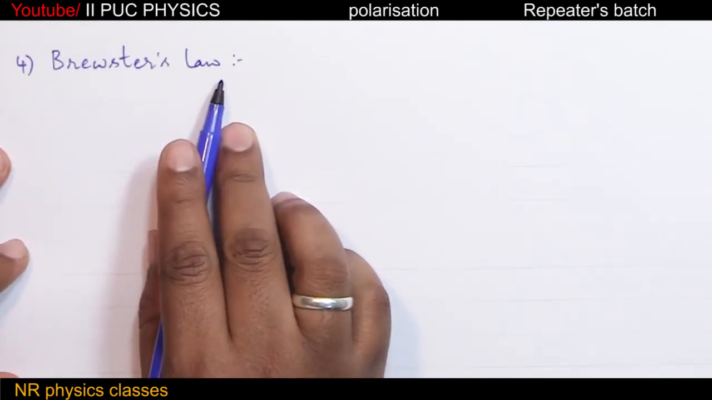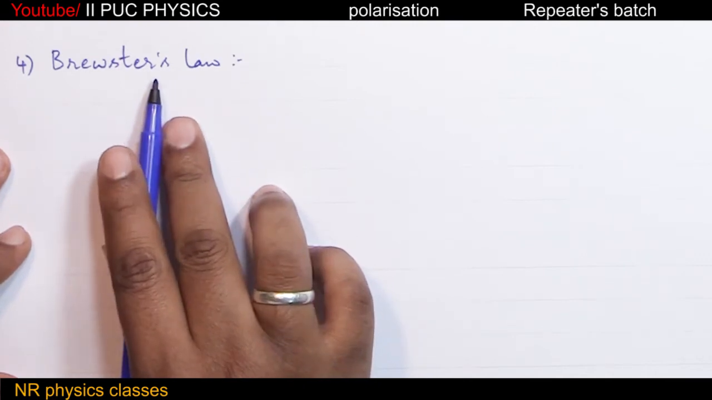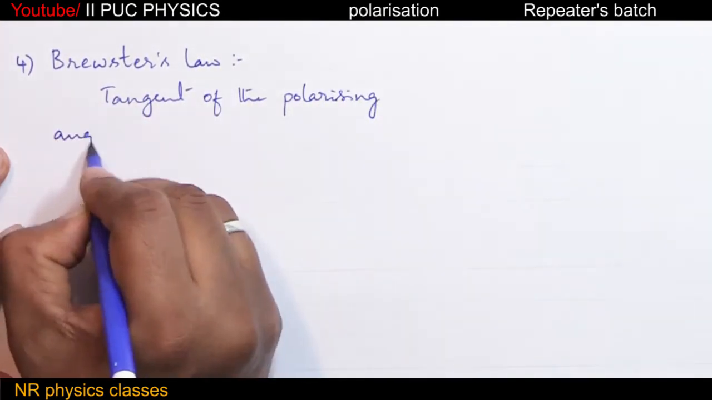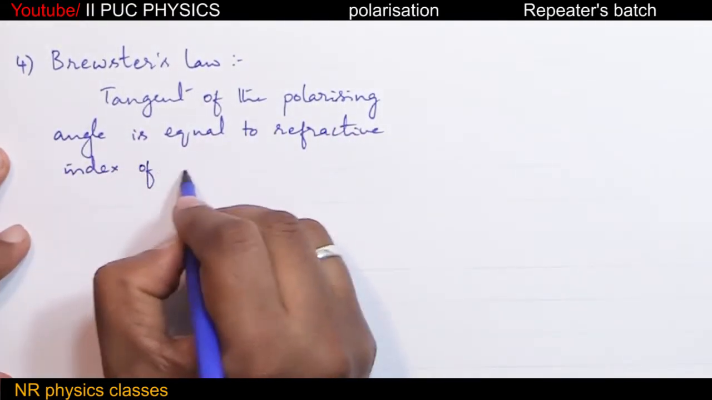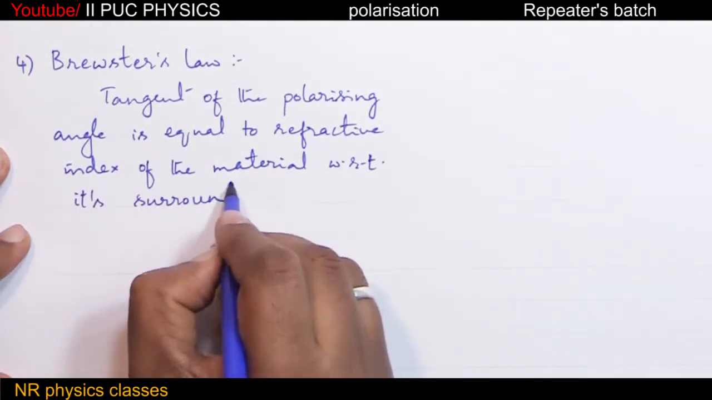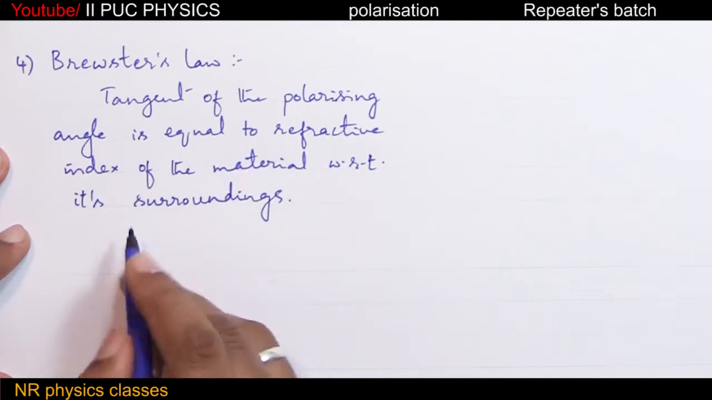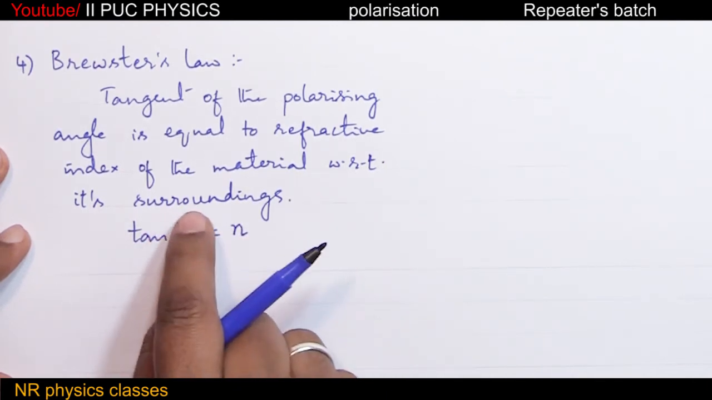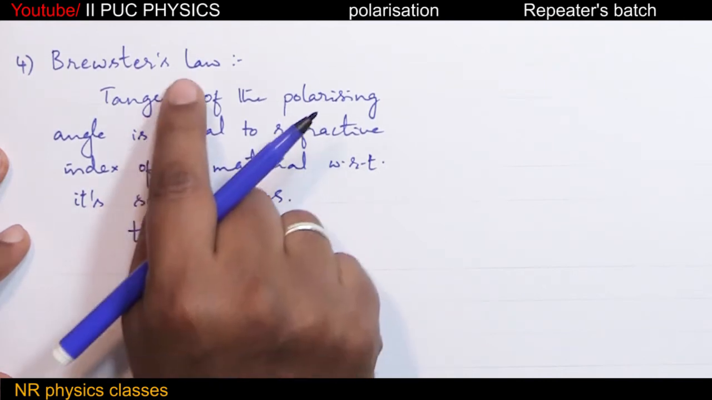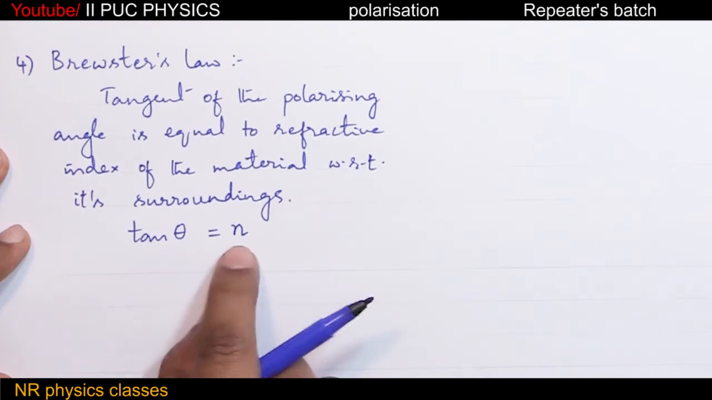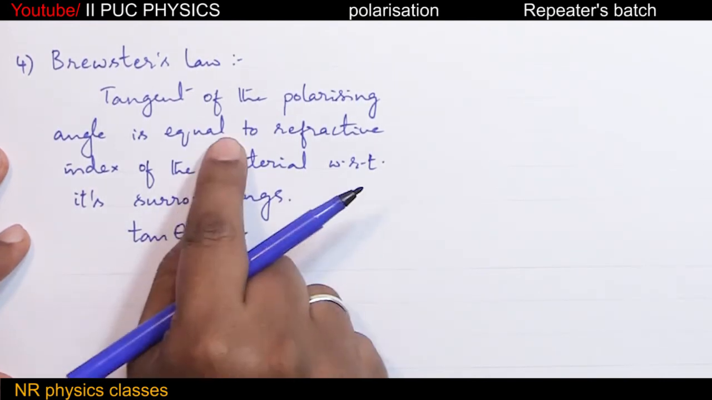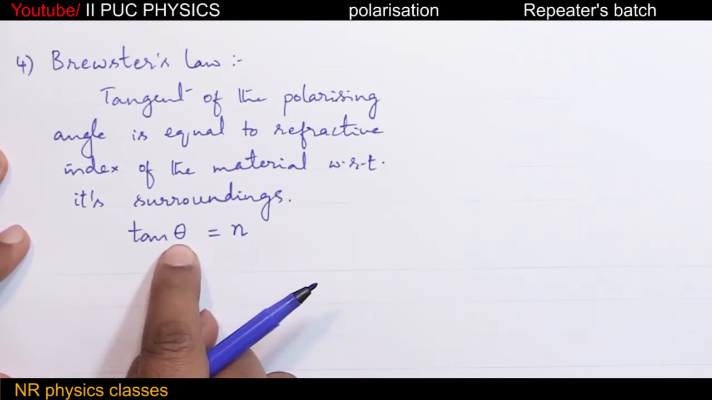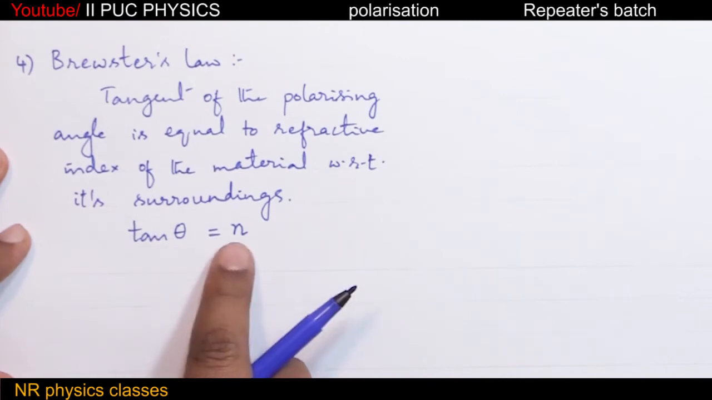Brewster's law. Tangent of the polarizing angle is equal to refractive index of the material. Tangent of the polarizing angle, tan theta, is equal to refractive index. Refractive index is always defined with respect to its surroundings. So n equals tan theta. This is Brewster's law. Students, n equals tan theta. Remember this, and using this try to frame a statement. Refractive index of a medium with respect to its surroundings is equal to tangent of the polarizing angle. Okay, done. Now derivation of this.